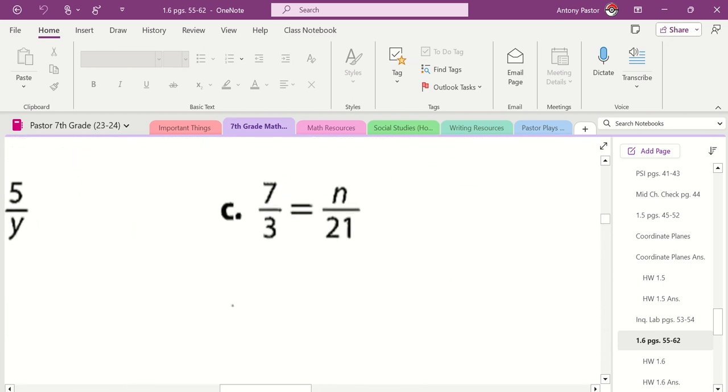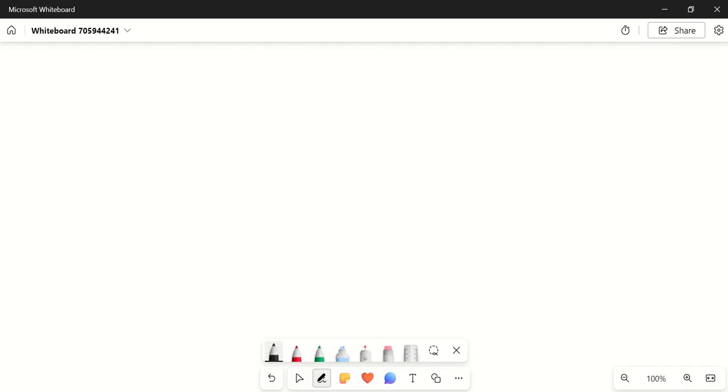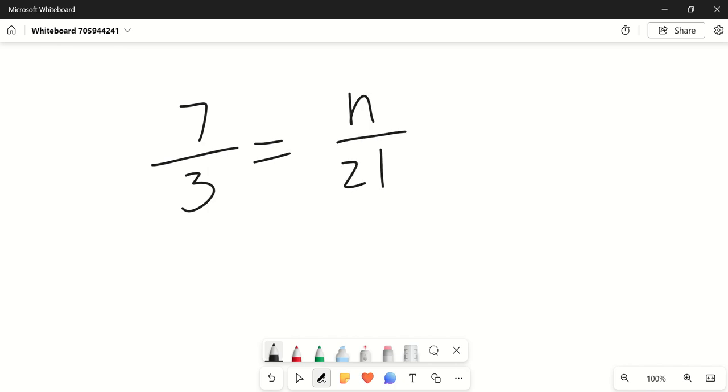We'll have 7 over 3 equals n over 21. Now, 7 and 3 have no common factors, so I'm not going to simplify here. So I am just going to do cross products. 3 times n will give me 3n will equal 7 times 21. And you're going to want to use calculators, or you can show your work. That 7 times 21 will be 147.